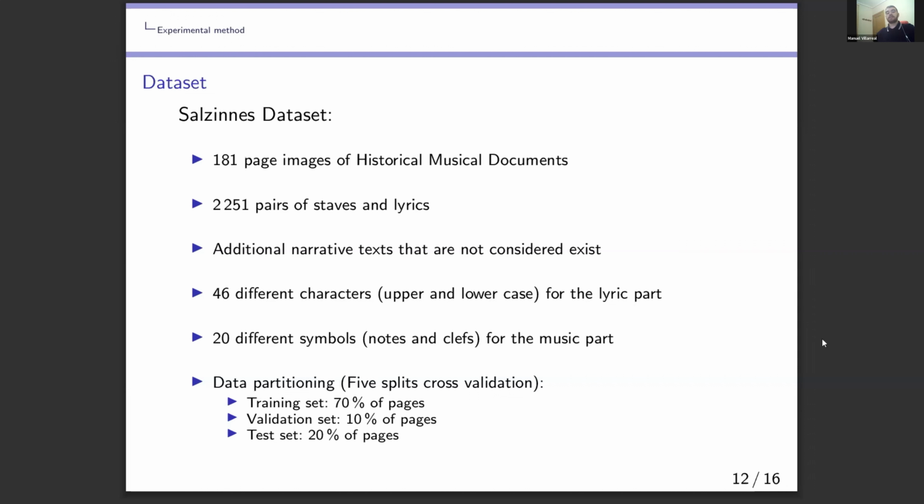There are 46 different characters for the lyrical elements. This is upper and lower case characters for most letters of the alphabet, and 20 different symbols for the musical part, which include notes and keys or clefs. And we did 5 splits of cross-validation with 70% of pages used for training, 10% for validation, and a 20% size test set.